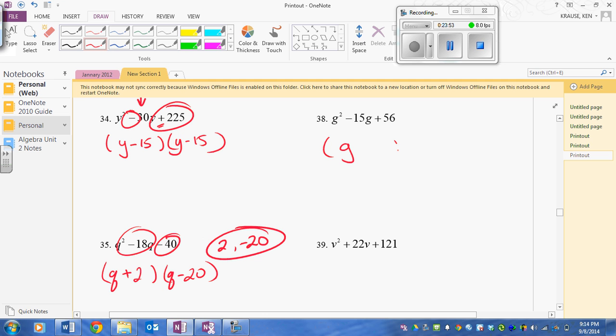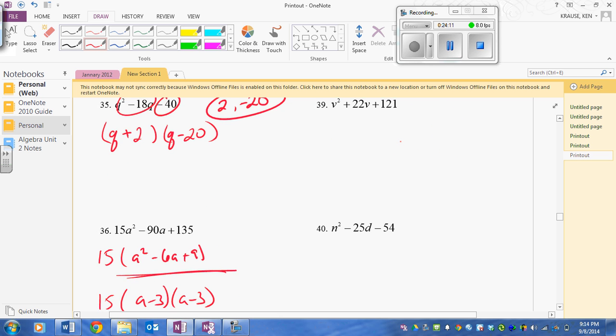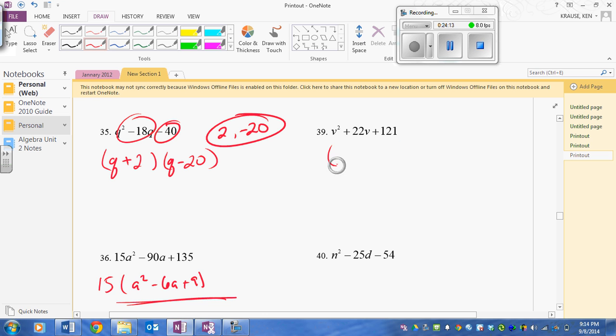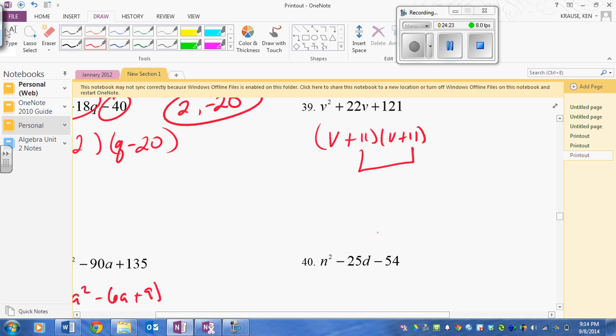So we get g, signs are the same. Both are going to be negative. I need to add up to 15 and multiply to 56. Now that's 8 and 7, and those multiply to 56, and they add up to 15. v squared. So we're going to do v plus 11, v plus 11, multiply to 121, and add up to 22.